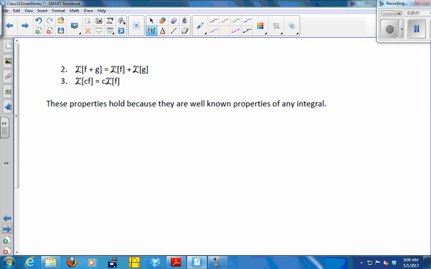My other two properties are just linear properties. If you want to take the Laplace transform of f plus g, it's the Laplace transform of f plus the Laplace transform of g. And the Laplace transform of c times f is c times the Laplace transform of f. C is a constant. And these properties hold because those are well-known properties of integrals. And the Laplace transform is just an integral.